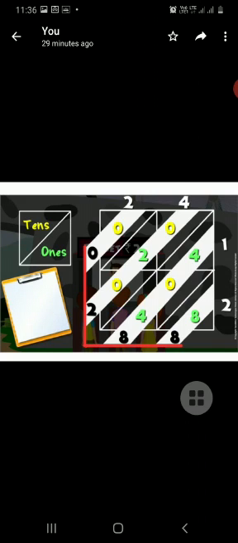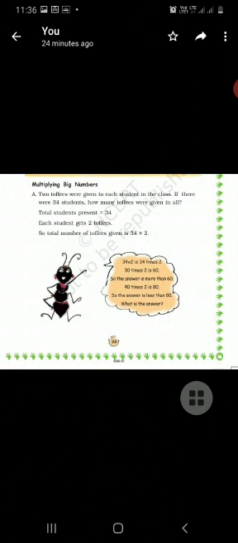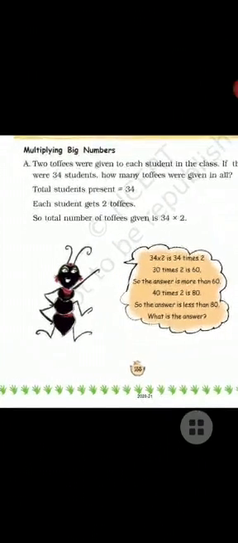Interesting, isn't it? We got the answer, and that too, the same numbers multiplied using two different methods. In the first method, we got 288, and in this method also, we got 288. In the same way, children, you can do other sums also. Just see, these are the answers. This is the 288.